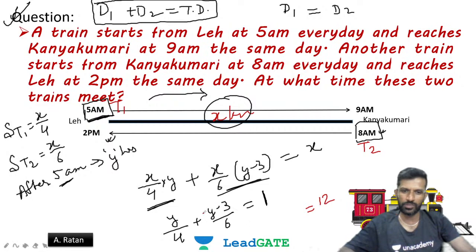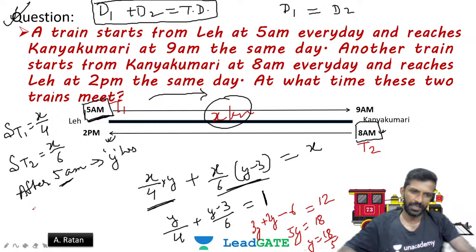Now 4 3s are 12, so this is 3y. 6 2s are 12, so this will be plus 2 times (y minus 3), that is 2y minus 6. So 3y plus 2y is 5y, and the minus 6 goes to that side as plus 6; 12 plus 6 is 18. So what is the y value? You will get y as 18 by 5 hours. If you write 18 by 5 as a mixed fraction, 5 3s are 15, so it is 3 and 3 by 5 hours.